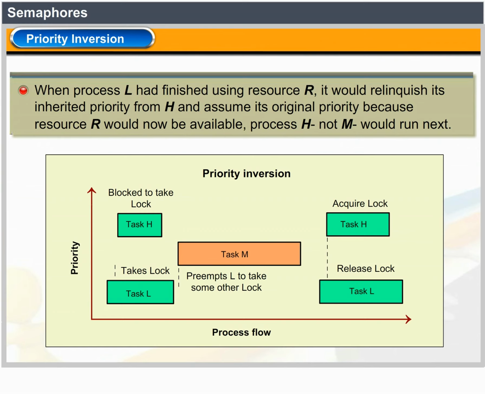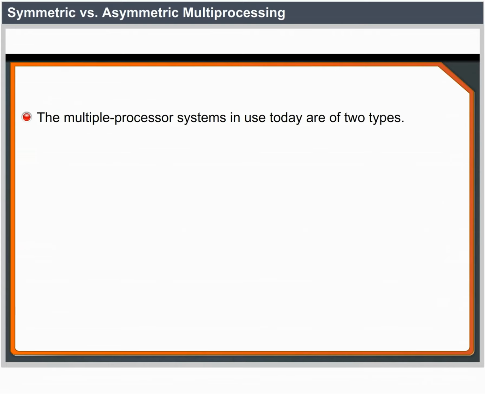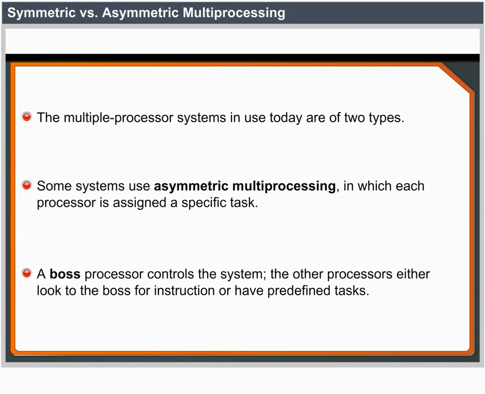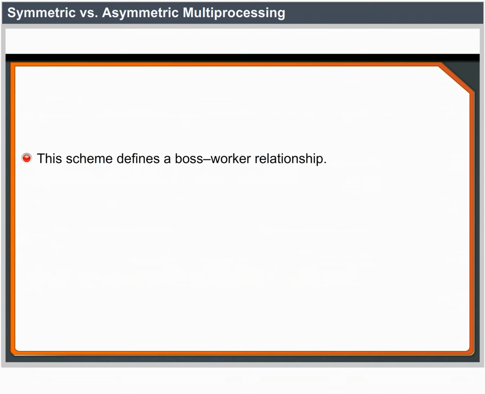Symmetric versus asymmetric multiprocessing. The multiple processor systems in use today are of two types. Some systems use asymmetric multiprocessing, in which each processor is assigned a specific task. A boss processor controls the system. The other processors either look to the boss for instruction or have predefined tasks. This scheme defines a boss-worker relationship. The boss processor schedules and allocates work to the worker processors.